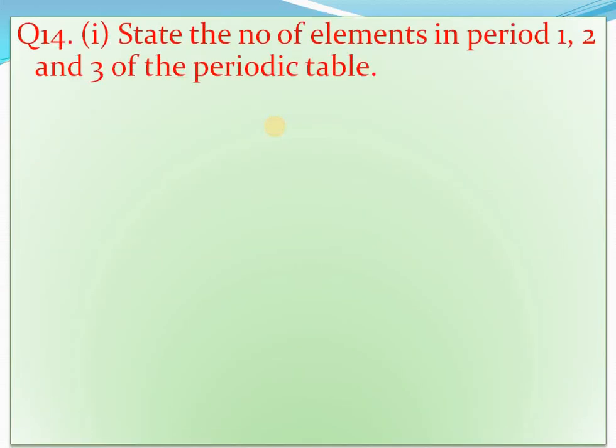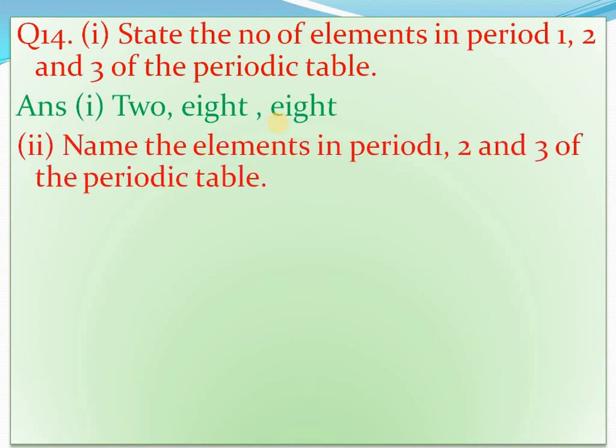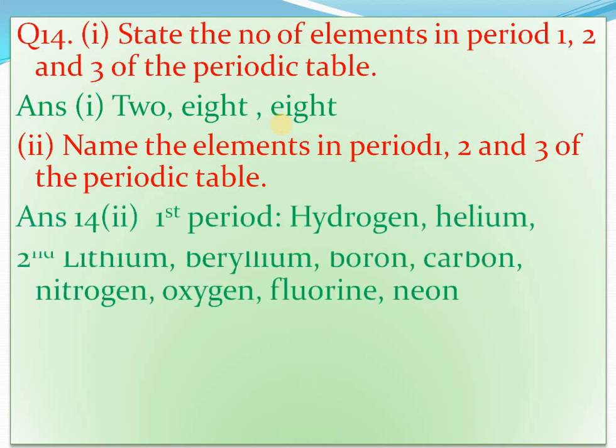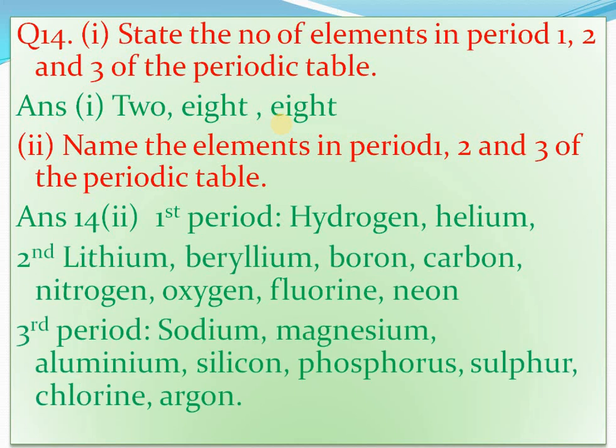Next is state the number of elements in period 1, 2 and 3 on the periodic table. First period has 2 elements only, hydrogen and helium, then 8 and then 8. Name the elements of period 1, 2 and 3. Hydrogen, helium, then lithium, beryllium, boron, carbon, nitrogen, oxygen, fluorine, neon. And third is sodium, magnesium, aluminum, silicon, phosphorus, sulfur, chlorine, argon.